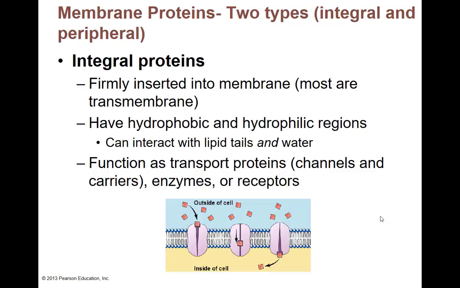Also in our membrane, it's like the more I talk, the more I cough.